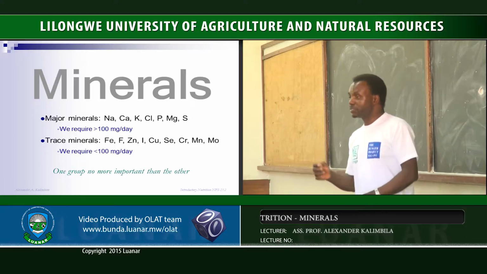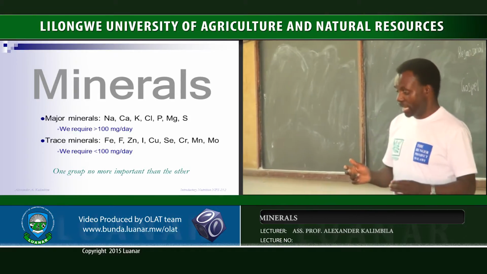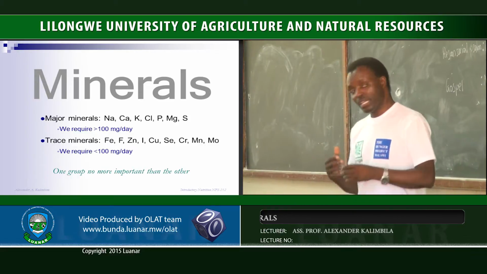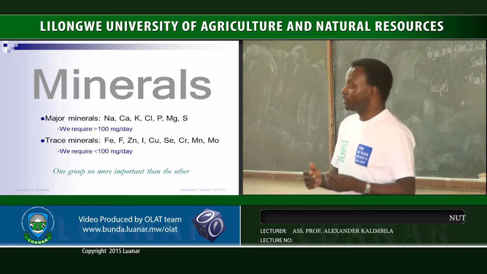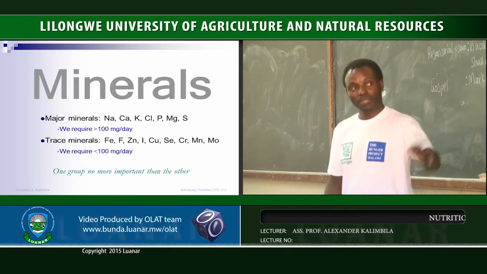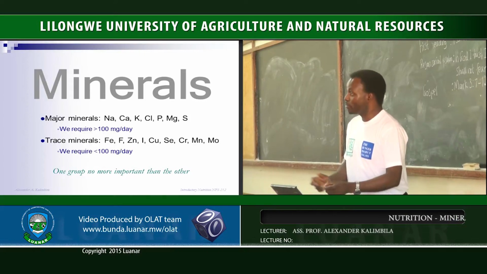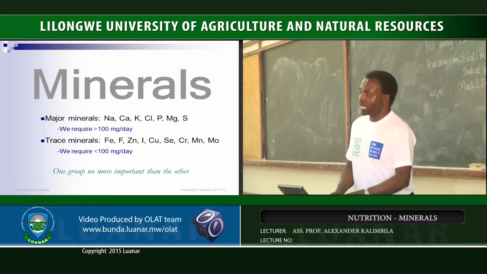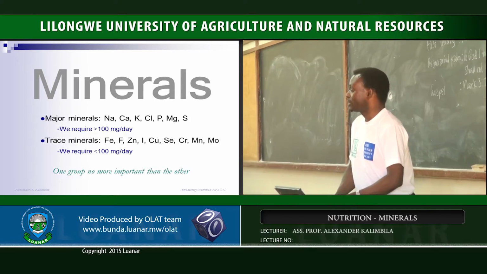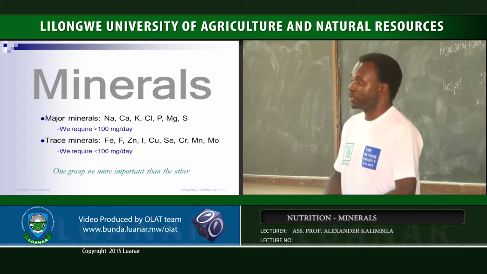What's the difference? The difference in terms of classifying one group as being major, the other one as being trace, is the amount that we require. The major minerals are required in amounts of 100 milligrams per day or more, therefore they become major. The trace elements are required in less than 100 milligrams a day, and that's the whole reason. It's not about importance, it's about how much we require.